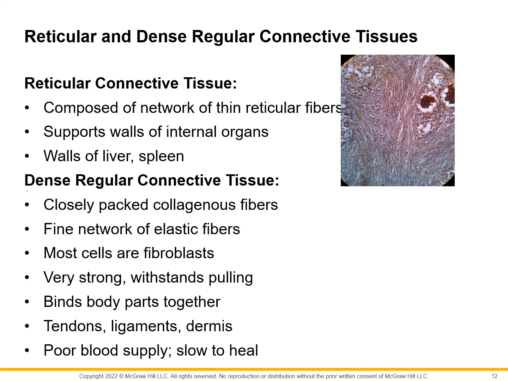Then we come to dense regular connective tissue. Densely packed, regularly lined fibers. This is bunches and bunches of collagen fibers. The majority of this tissue is these fibers, and I'll show you a picture of it in just a second. The majority of cells found there are going to be fibroblasts, and again, these are very strong. And I do want you to know, this is the tissue of tendons and ligaments. It has a very poor blood supply, and it heals very slowly.